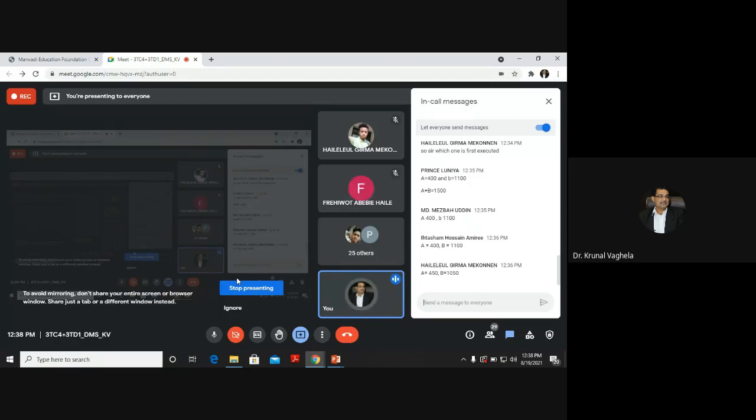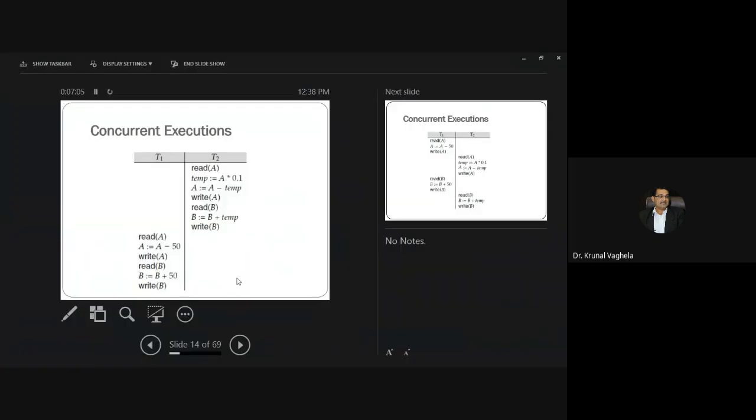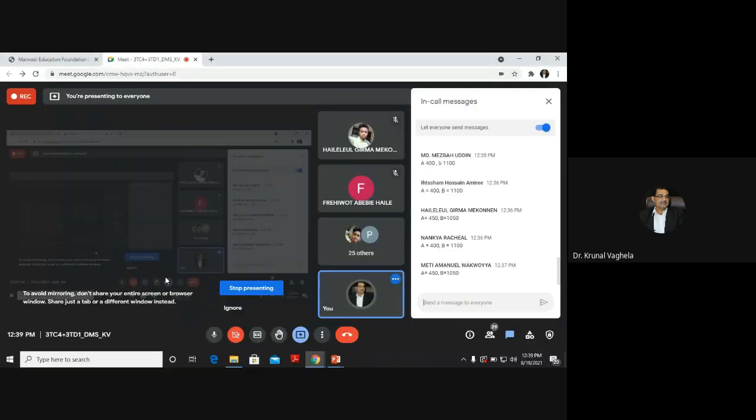So A is 400 and B is 1100. How? Read A, that means 500. 500 multiplied by 0.1 means 50. So 50 deducted from 500 means 450, and B is 1050. Again from 450, 50 will be deducted, so 400, and B plus 50 means 1100. So is the database consistent or not?